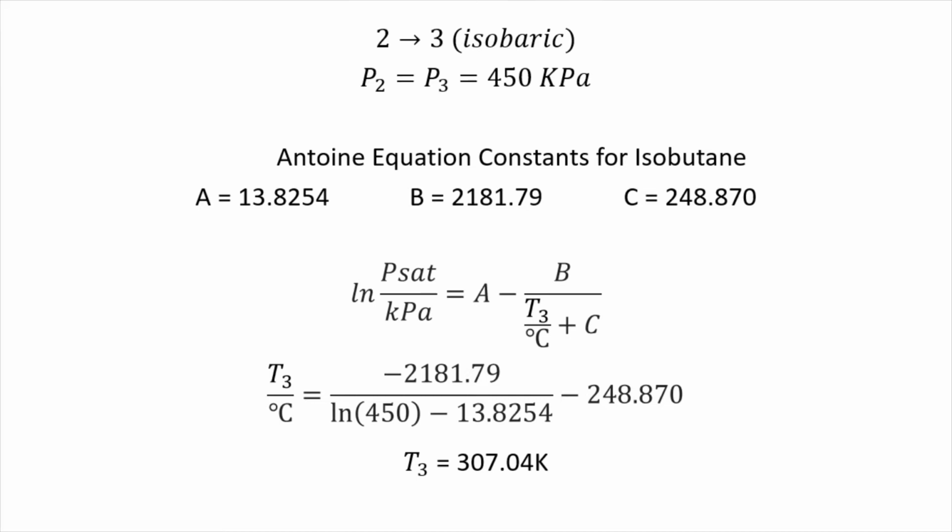And to solve for T3, the Antoine equation is used. And given are the constants for isobutane for the Antoine equation. By rearranging the equation to solve for T3 and plugging in our values, T3 is equal to 307.04 Kelvin.